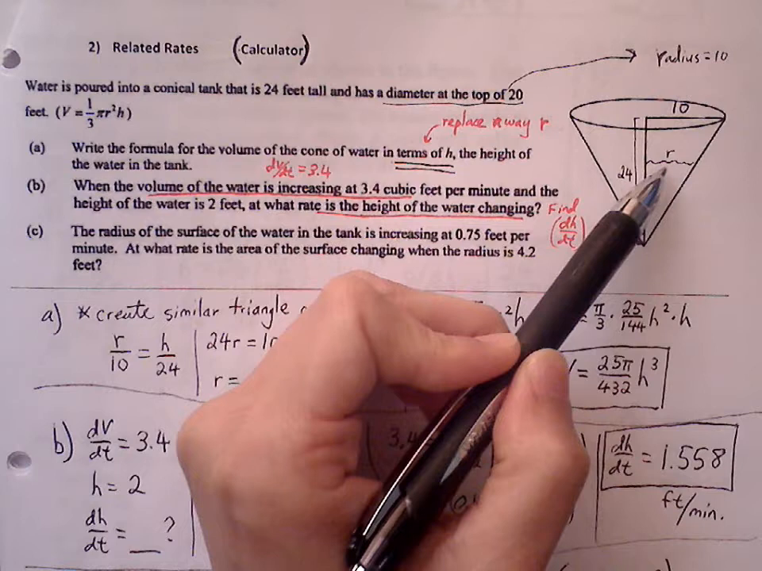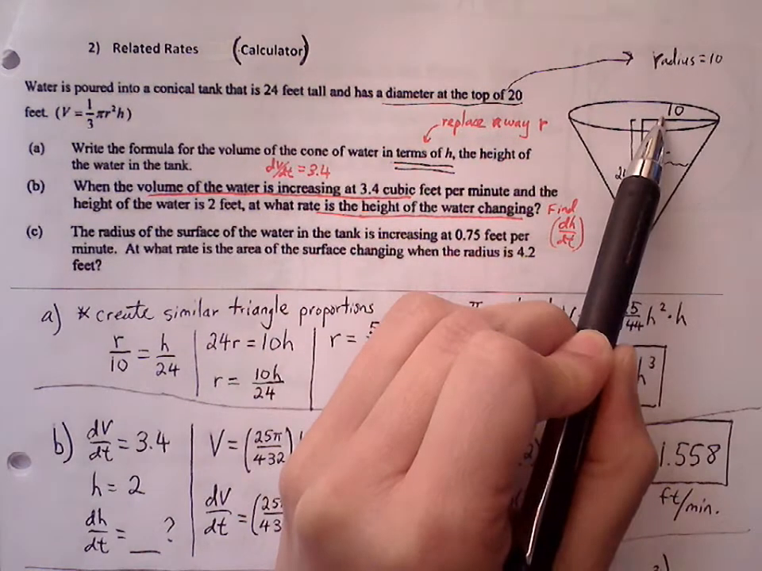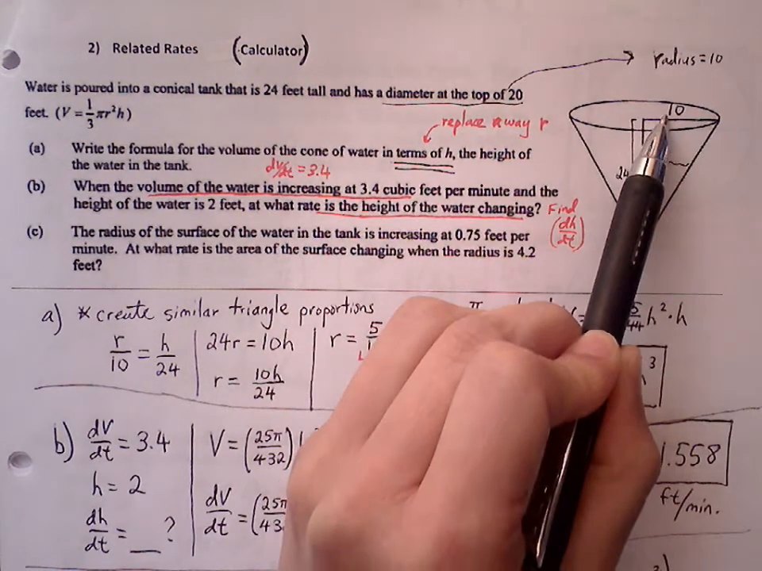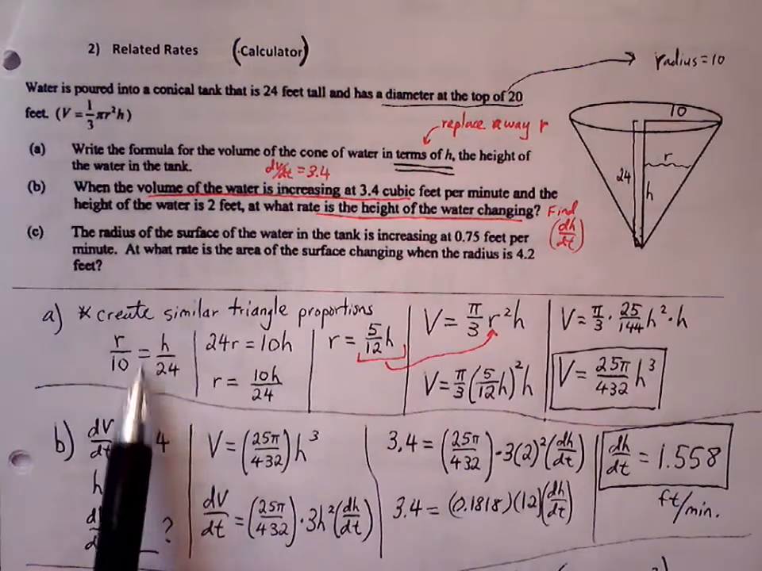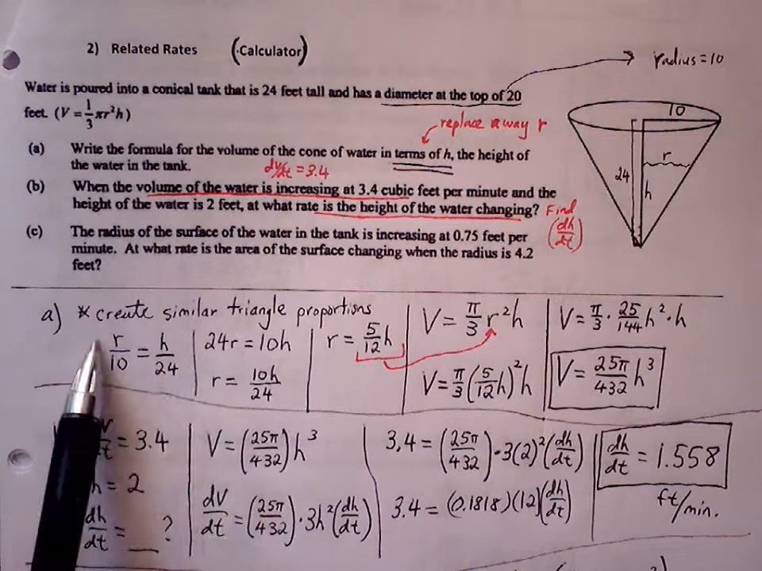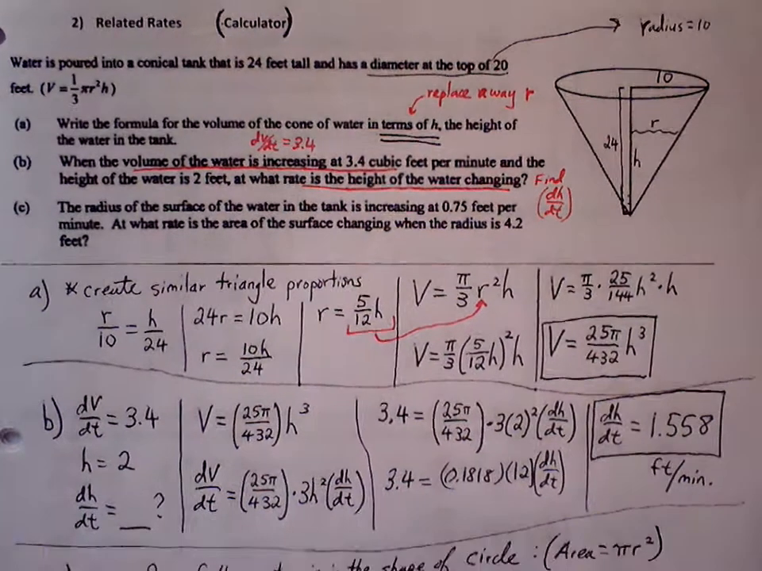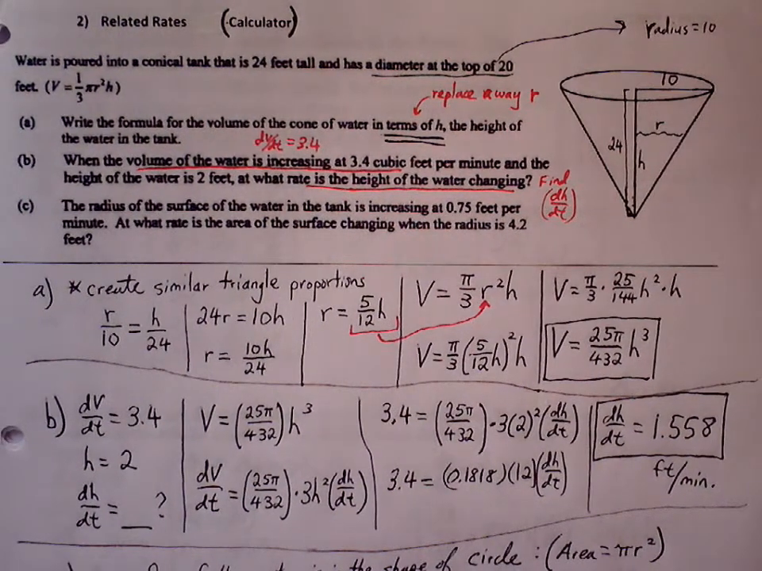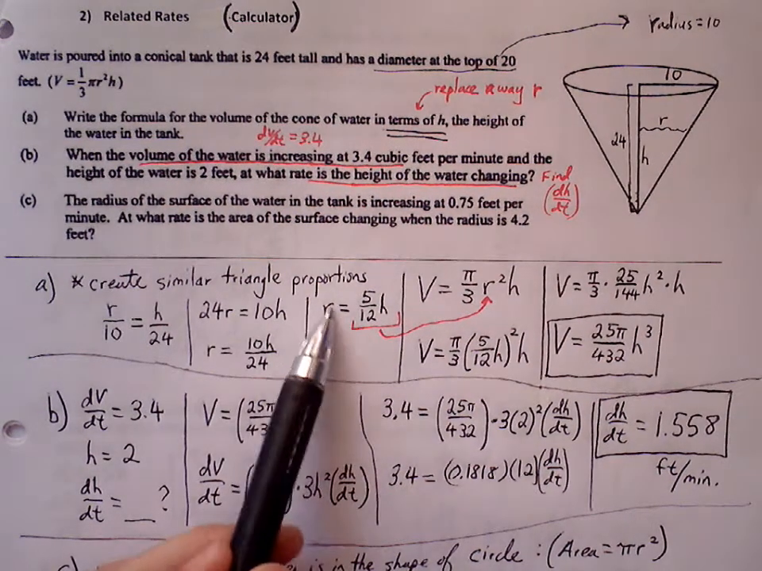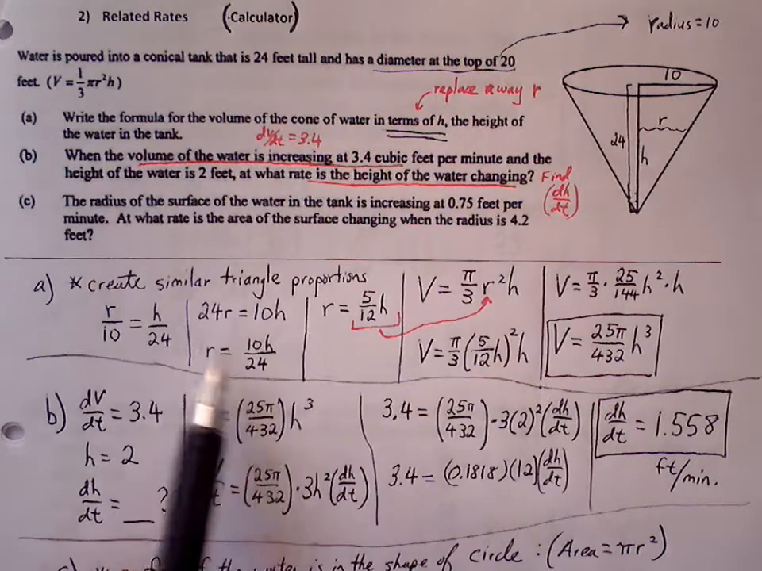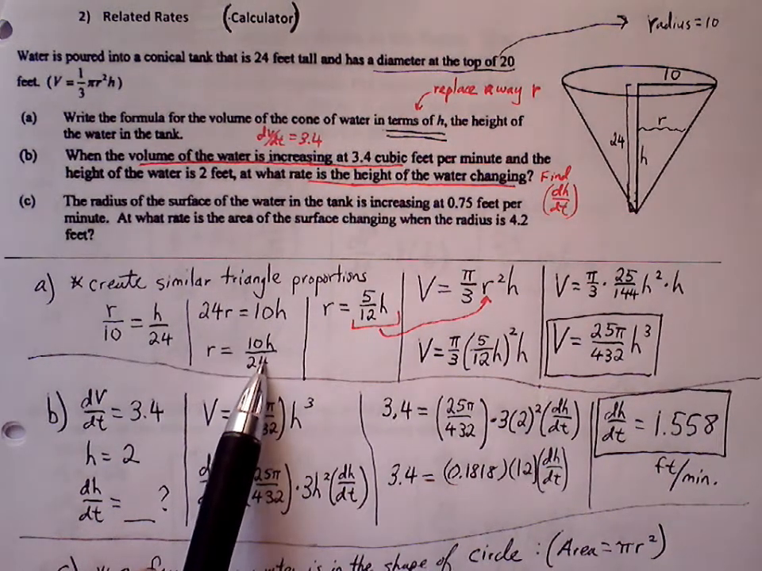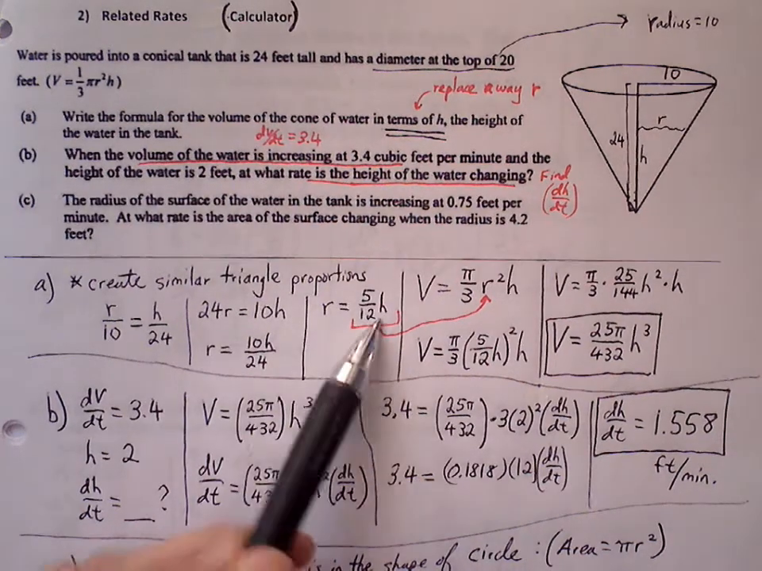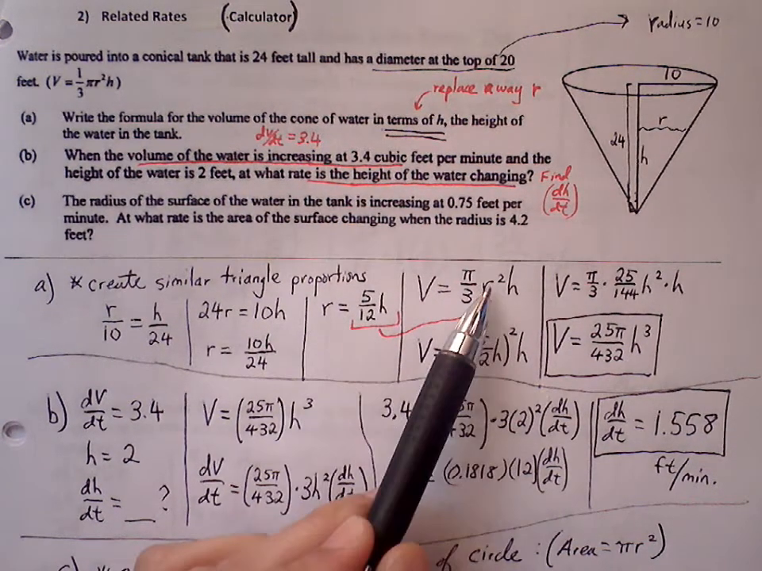So we can say R is to 10, little radius is to the big radius, as little height is to the big height. So R over 10 equals H over 24. I'm going to cross multiply here. I get 24R is equal to 10H. I'm going to solve for R because that's the variable that I want to eventually replace away. So divide both sides by 24. 10 over 24 reduces to 5 over 12. I'm going to replace R with this 5 over 12 H.